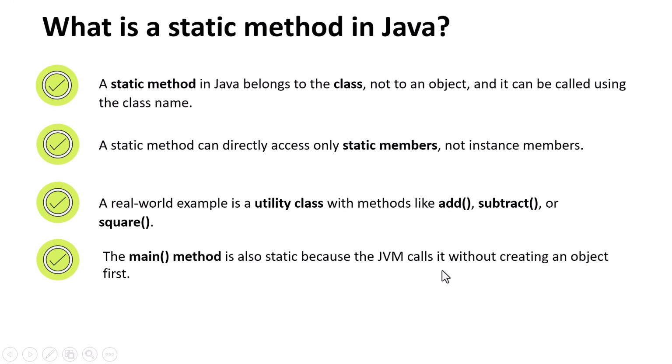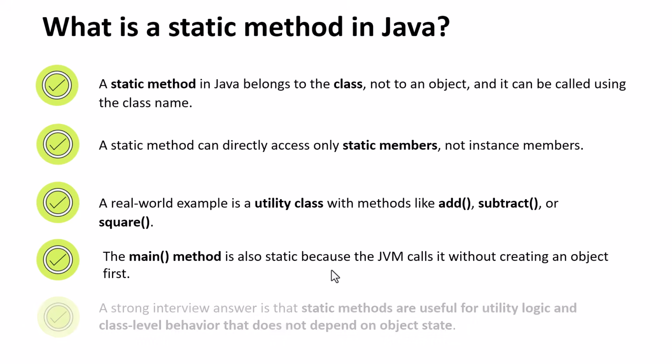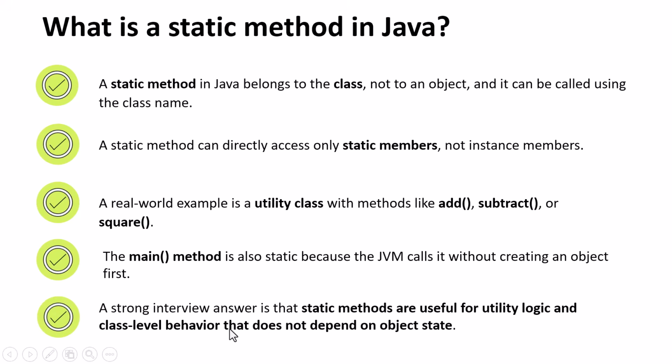The main benefit of static methods is that they are useful for common utility operations, factory methods, and class level behavior. They improve convenience when the logic does not depend on instance-specific data. So the best interview answer is this.